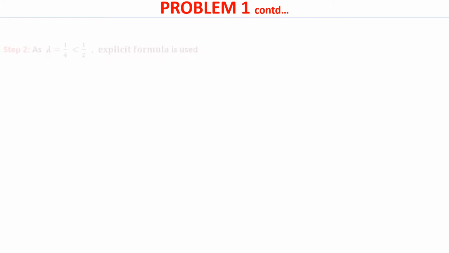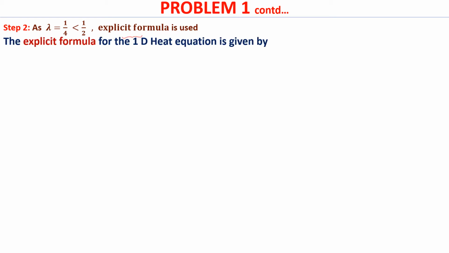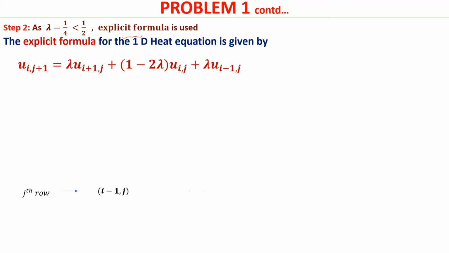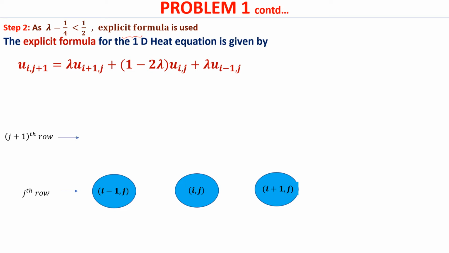We have found the value of lambda to be 1 by 4, which is less than half. So the explicit formula is used. We decided that earlier. Let's write the explicit formula. Let's also draw the figure, the diagram there based on the 4 values. So what do we see here? This is the value here. And now before you write the coefficients, put a question mark for the left hand side.